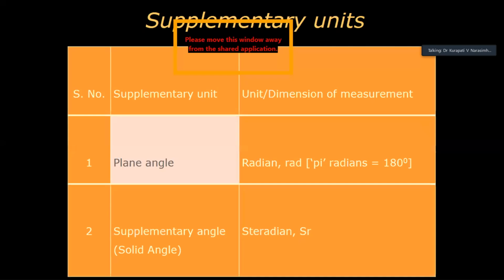Other than this, you have two supplementary units. One is plane angle, which is measured in radians. So angle is always measured in radians. Pi radians are equal to 180 degrees.